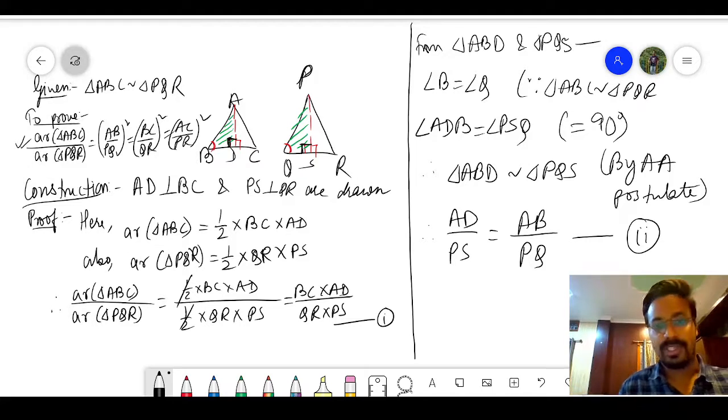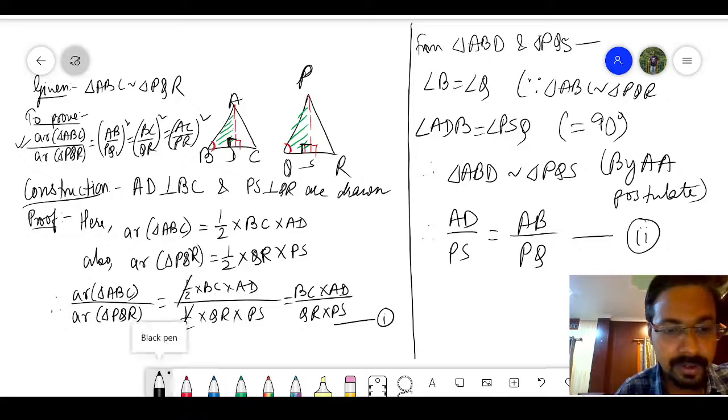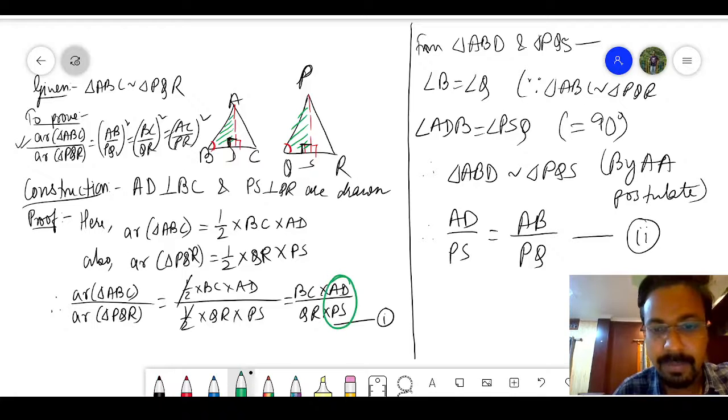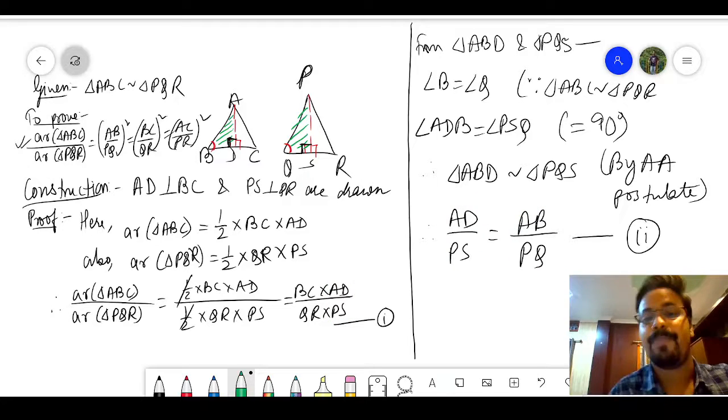So we have got two equations here. Why have I done this? See, here I have AD by PS, right? Now that I have found out AD by PS, I can replace it with AB by PQ. This thing I can do. Wait, hold on. We have one more step to go. What is that step?